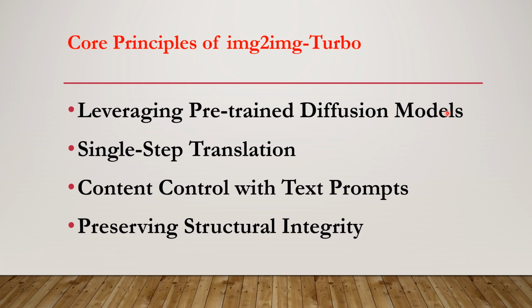First is pre-trained diffusion models. These Image to Image Turbo models exploit the capabilities of pre-trained text-to-image diffusion models like Stable Diffusion, which has arrived in its third version recently. These models are adept at generating realistic images from text descriptions. By incorporating a pre-trained diffusion model as a core component, Image to Image Turbo inherits its ability to produce high-quality images.